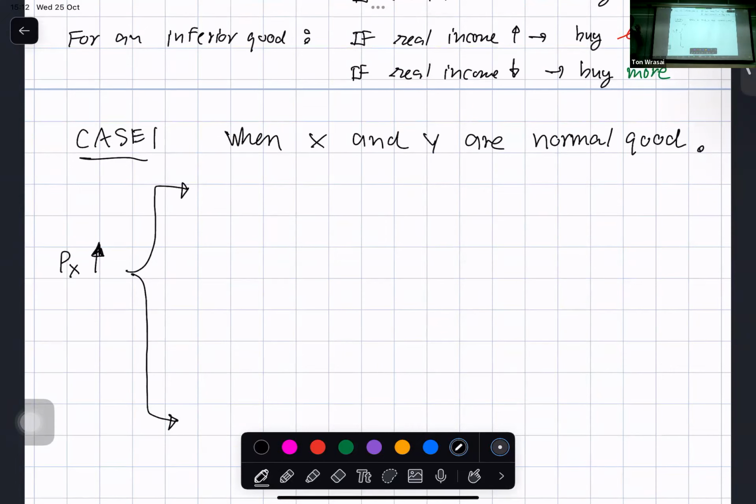Okay. Now, case one. When good X and good Y are normal goods, that means if he becomes poorer, he will buy less of the two goods.